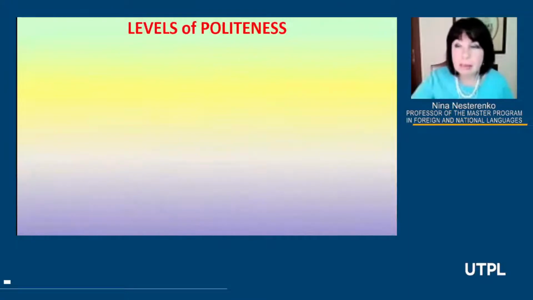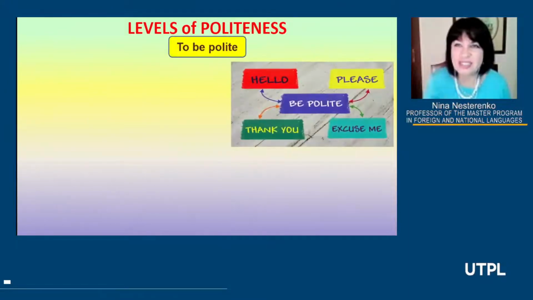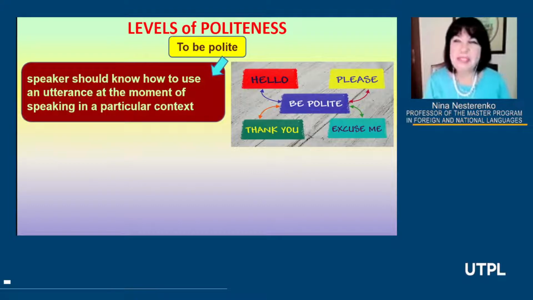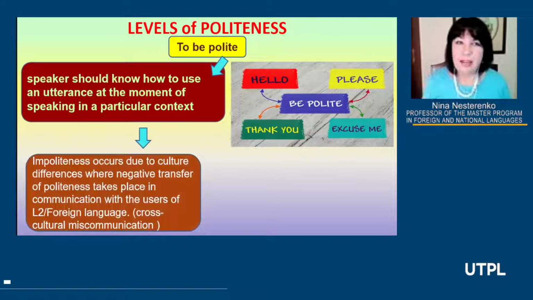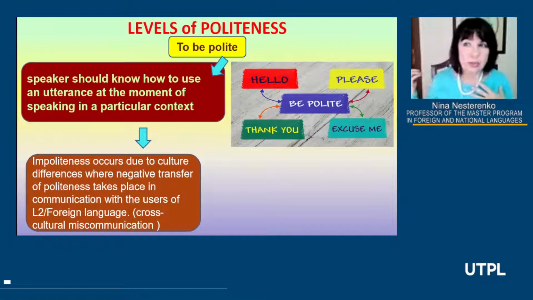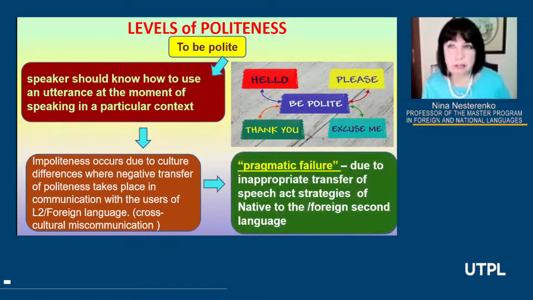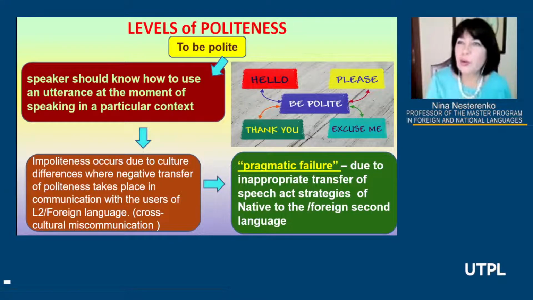So politeness: what does it mean to be polite? To say thank you, to say hello. This is what we think. No, this is what is different, because in different cultures, people interpret politeness in a different way. What we consider impolite occurs due to cultural differences, and those cultural differences are known as pragmatic failure. So people fail to be polite because they don't know what it means to be polite in this or that culture.